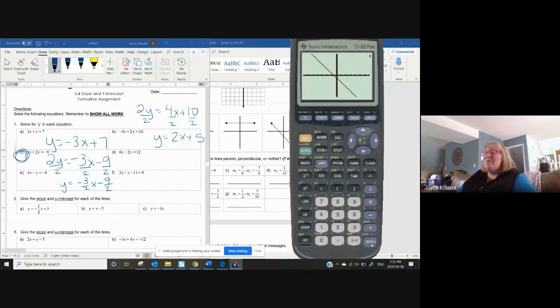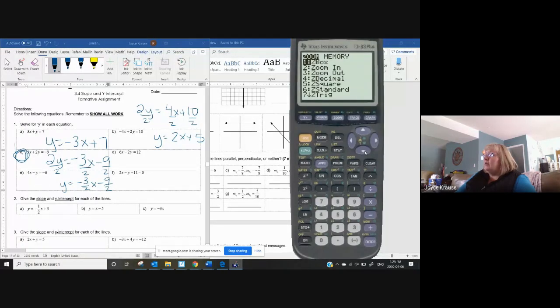Now, if you want to know how much it zoomed out, you can always click on your window settings. Window will tell you how much it zoomed out by. So now it's going from -40 to 40 and -40 to 40. I don't use those very often.